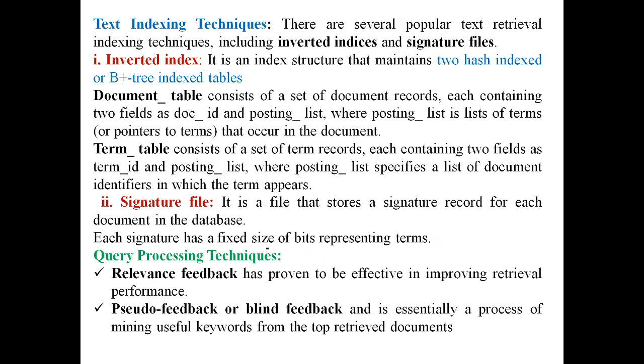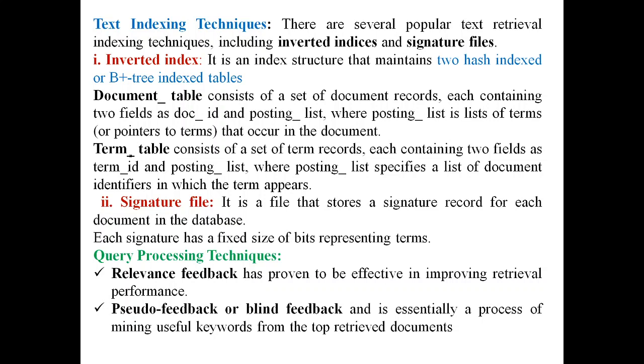And we have certain index first search techniques. So in that we have the index technique. So two types of indexing techniques to retrieve the data. One is the inverted index, another one is the signature files. So coming to the inverted index, in that we have two types. One is the document table, another one is the term table.